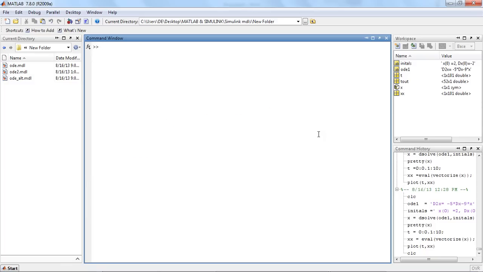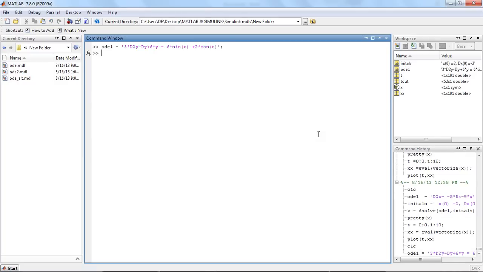So let me clear this thing. Okay, so again let's write a code. Let's say OD1 something. It was 3 star d2y, because it was second order in y, minus dy plus 6 star y equal to 6 star sin t plus 2 star cos t. Okay, this is done. Then we initialize the conditions, y at 0 is 1 and dy at 0 is 2.